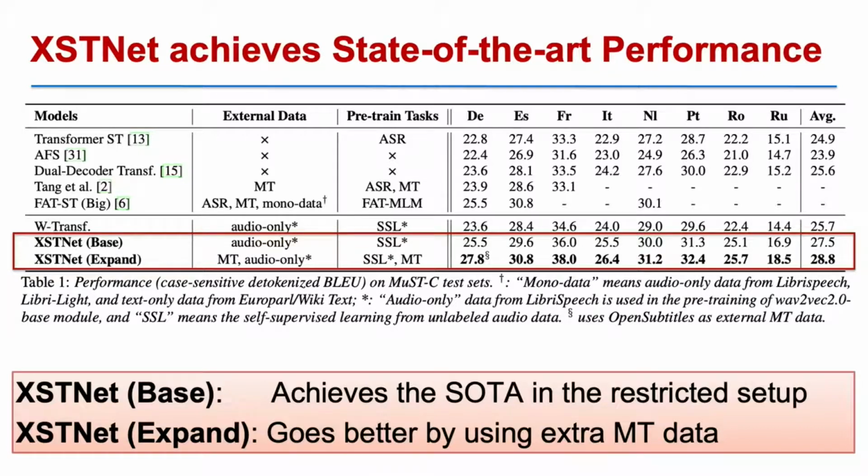To test the speech translation performance, we do experiments on MuST-C datasets, and we find that XSTNet works pretty well. The base version is trained only using the MuST-C dataset itself and applying the multitask learning framework, and achieves the SOTA in the restricted setup. And the expanded version goes even better by utilizing external MT data and progressive multitask training tricks. Compared to the baseline models, there are more than 3 points of growth in terms of the BLEU score.